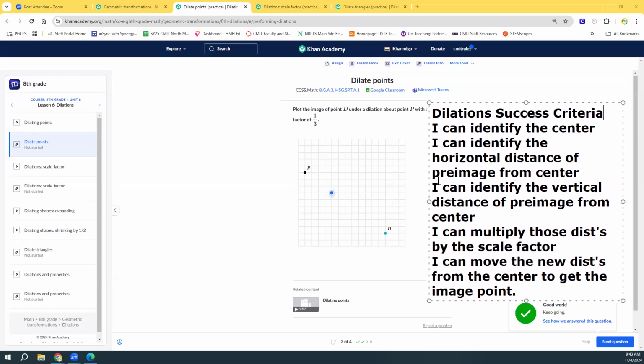So 1, 2, 3, 4, 5. I'm going to do these same 5 things over and over. But the first one is just identifying the center. So it's really just the same 4 things, and one of the steps is multiplying. Hopefully this is sounding easier and easier.